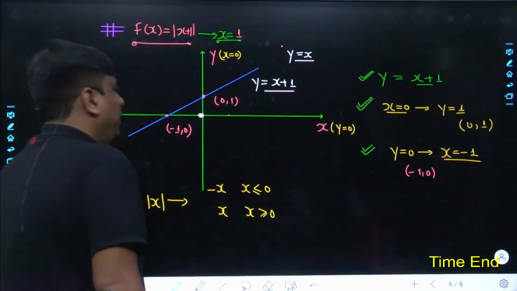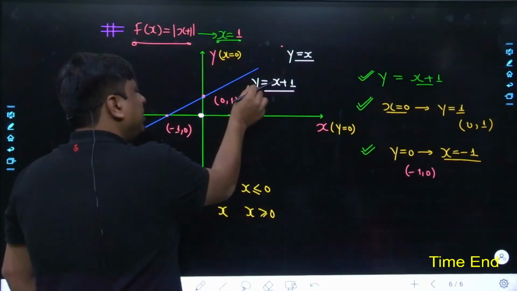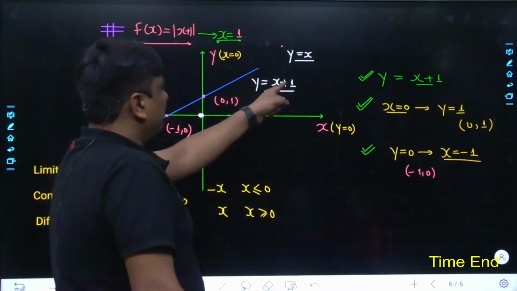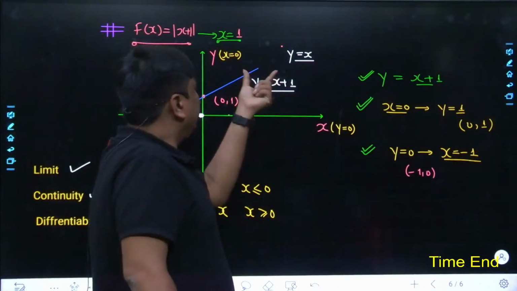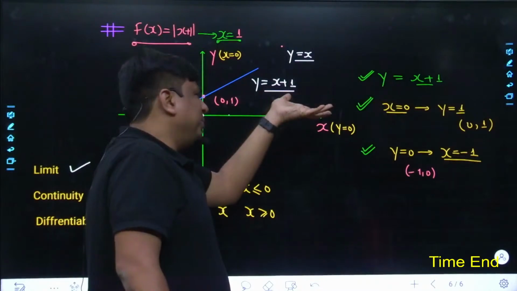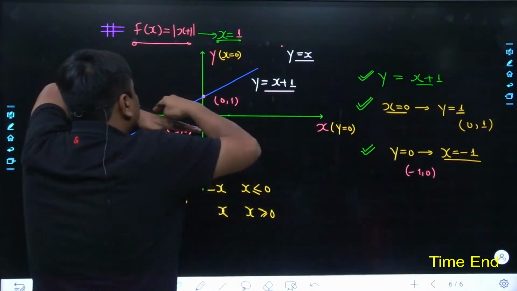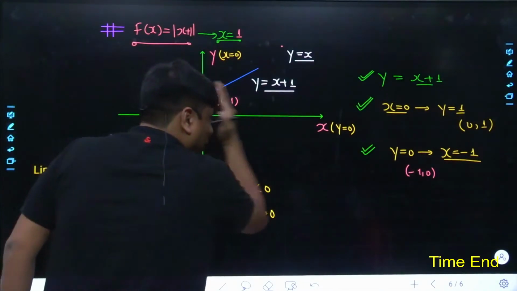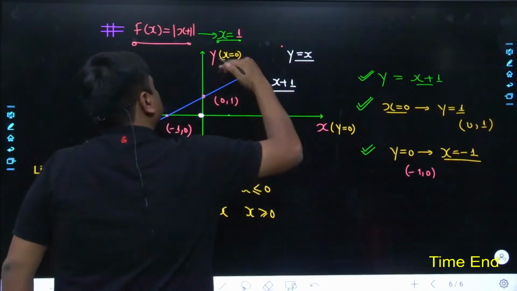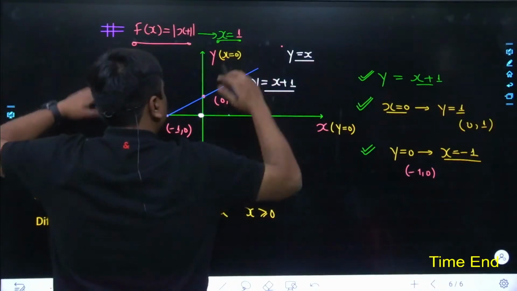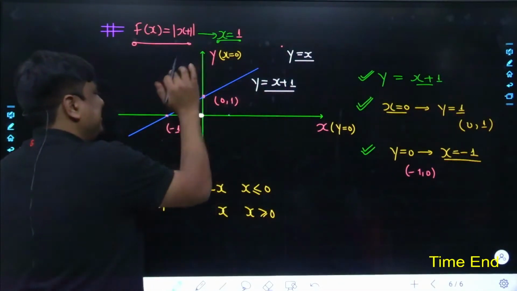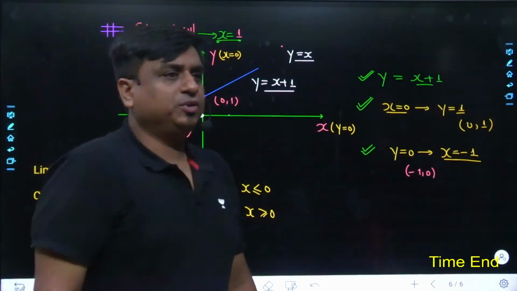What does it actually mean? Whenever y becomes negative, I have to take its positive value. If x is 0, 0 plus 1 is plus 1. If you take even its magnitude, it is still 1. So from x equals minus 1 onwards, the function is positive. It is drawn above the x-axis, so there would not be any change at this portion.